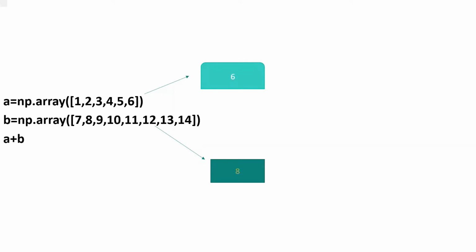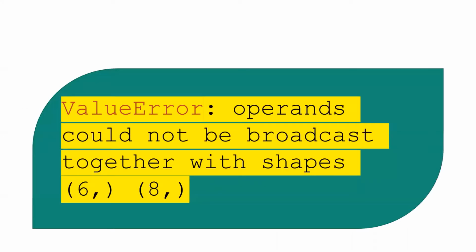Then if I perform A plus B, it will throw an error, and that error is a value error. The value error says that operands could not be broadcast together with shapes. In this case we took 6 items and 8 items, so the shapes are 6 comma and 8 comma, and if the shapes are different we cannot perform any arithmetic operation, right?